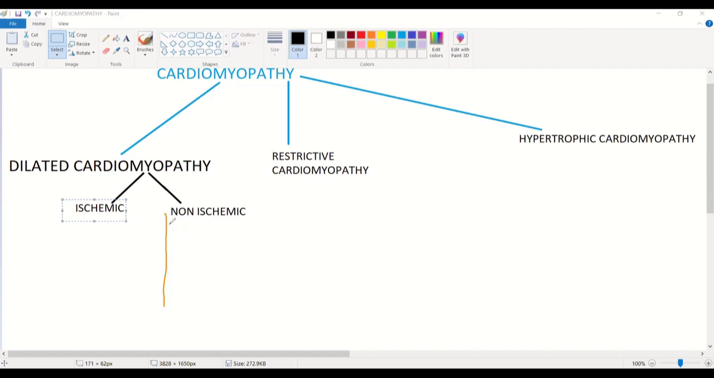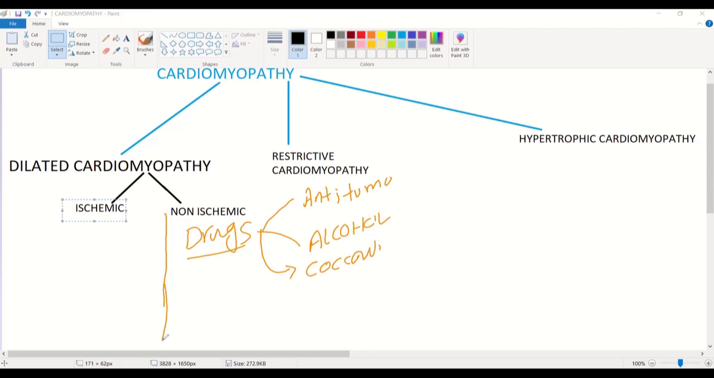Okay, so the drugs, like anti-tumor antibiotics, are sometimes given as chemotherapy. Doxorubicin is an example. Alcohol, right? And cocaine. And next, we already discussed the familial causes due to the mutation of TTN gene.